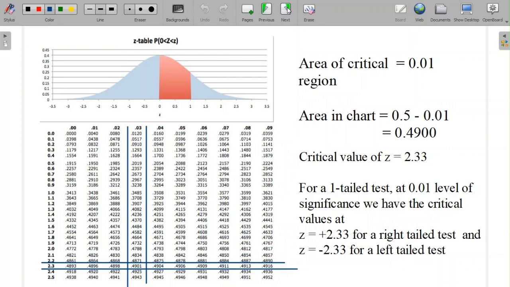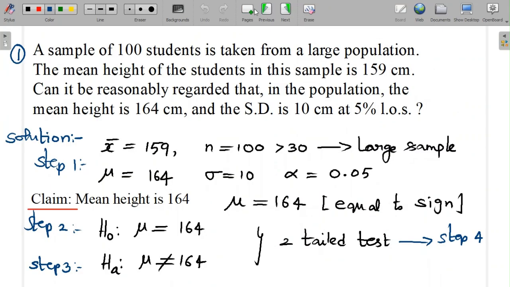Therefore, we conclude that at 0.01 level of significance, the critical value for a one-tailed test is plus 2.33 for a right-tailed test and minus 2.33 for a left-tailed test. So having identified how these critical values are solved for, we'll go to specific problems on hypothesis testing.